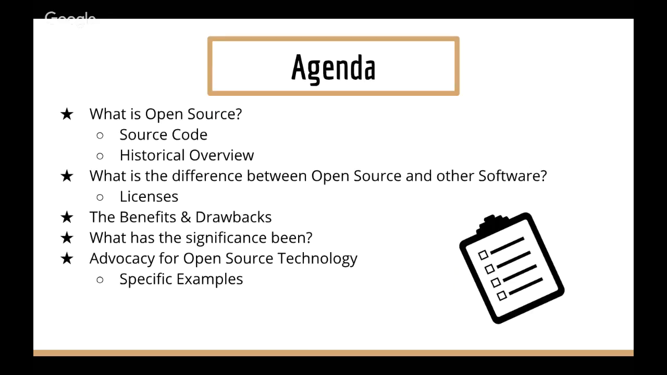We're going to briefly discuss what is open source, how it's based in source code, a historical overview of its coming into existence and its growth and popularity. What's the difference between open source and other software? So we have the open source software and, of course, the proprietary software that is not open source. How licenses affect that, they're the major difference. Some benefits and drawbacks of open source and utilizing open source software.